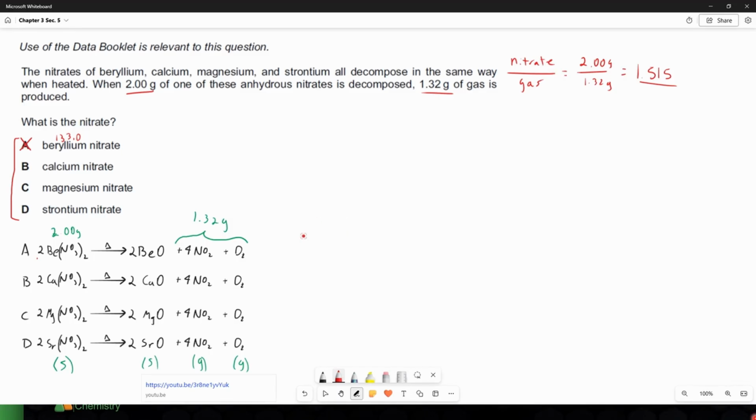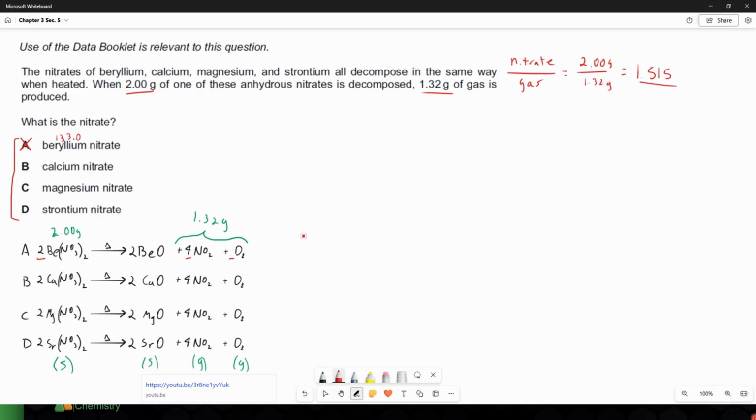Now, when we do this, we need to take into account the ratios for the coefficients. What does that mean? That means that when we do this math, we need to take into account the fact that we have 2 beryllium nitrates, 4 nitrogen dioxides, and 1 oxygen. So, we can do a ratio between 2 times the molar mass of the nitrate and then compare that to the molar mass of the 4 NO2s and O2.